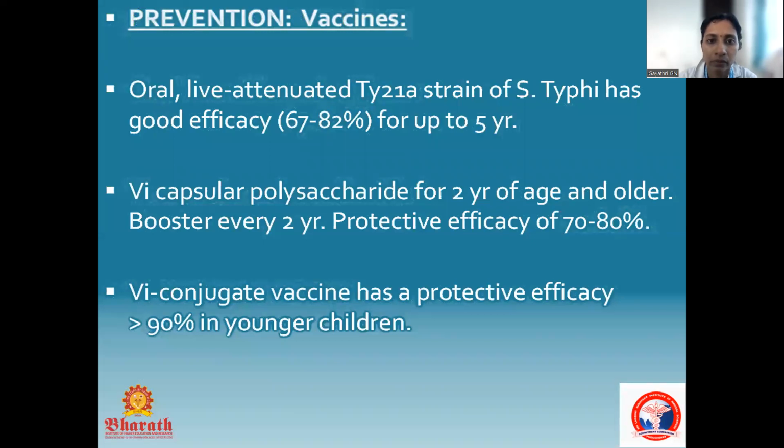So the oral live attenuated strain of Salmonella typhi has good efficacy, 67 to 82% for up to 5 years. Capsular polysaccharide is for 2 years of age and older, with a booster every 2 years. Protective efficacy is 70 to 80%. And the conjugate vaccine has a protective efficacy of more than 90% in younger children less than 2 years. So this is how the vaccines are split.